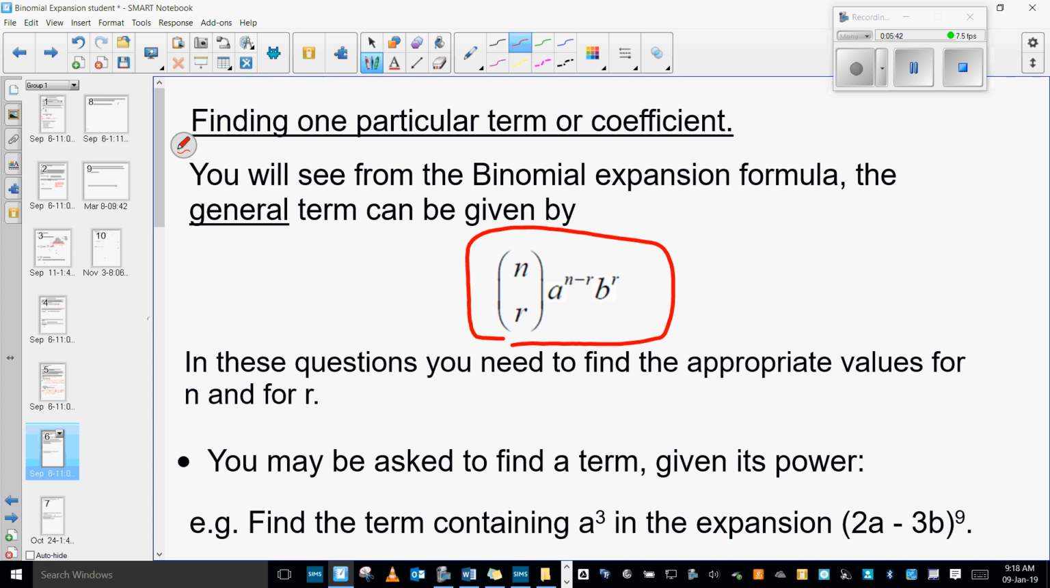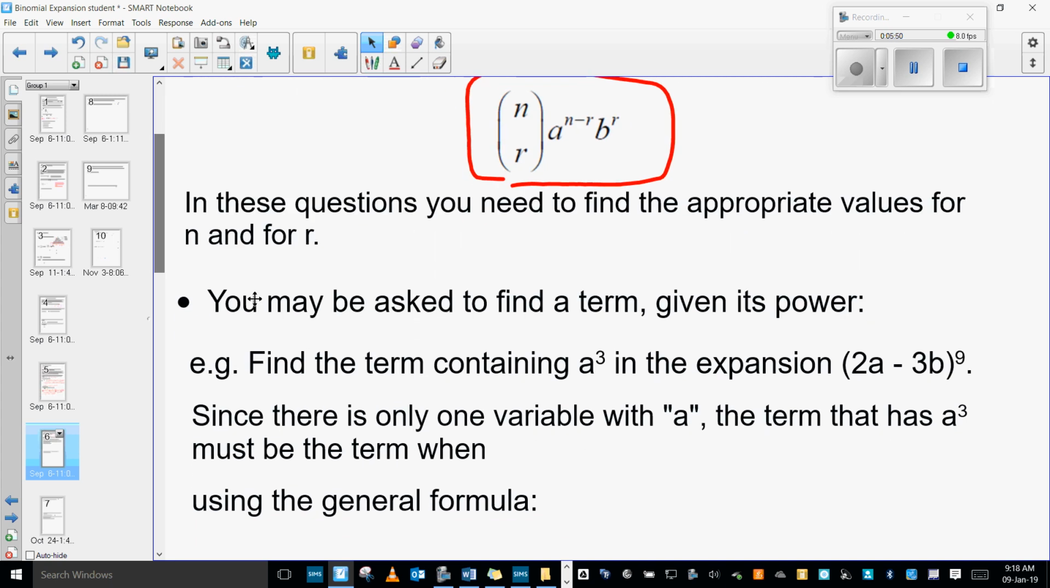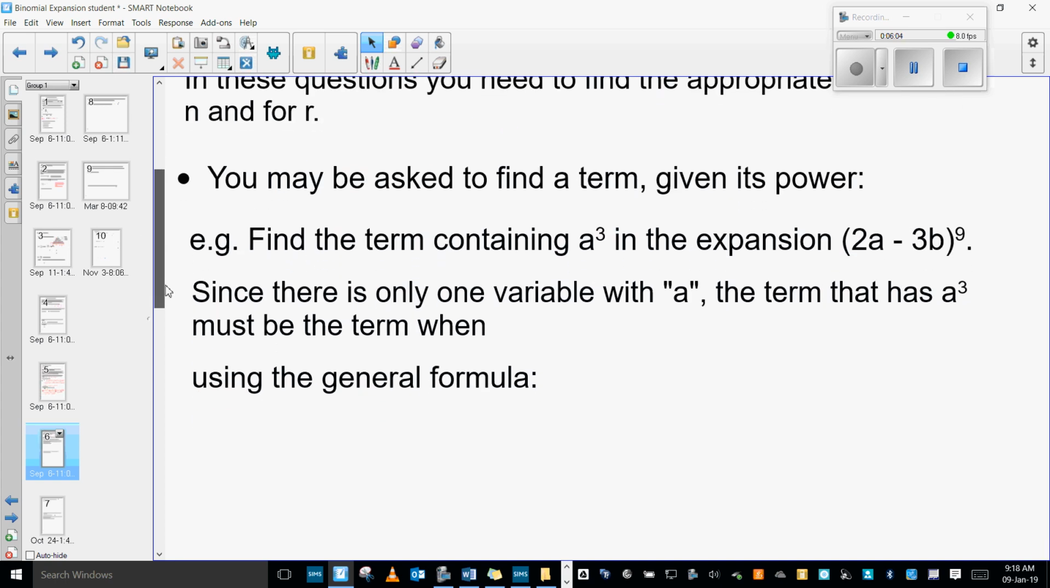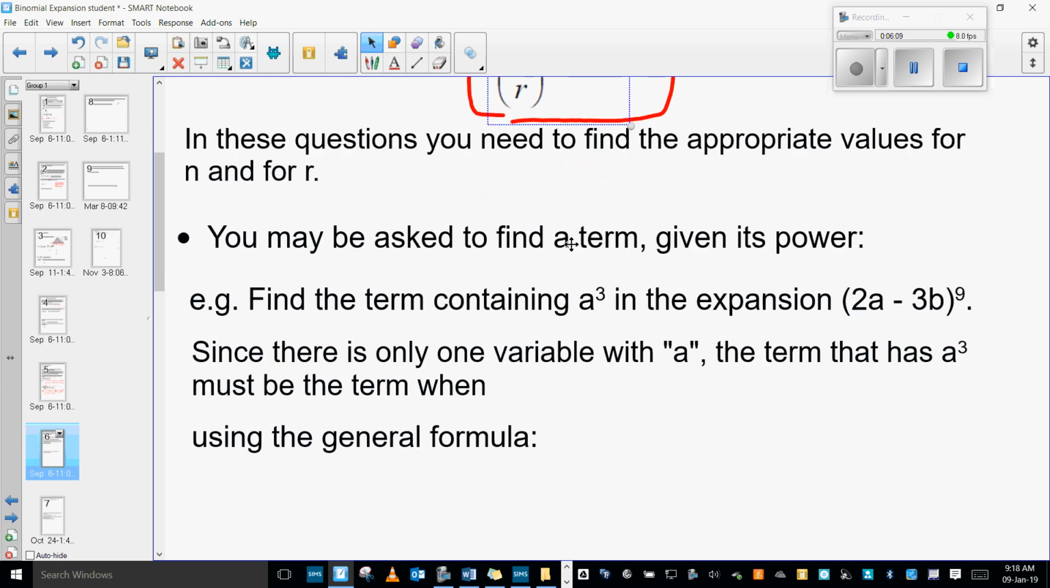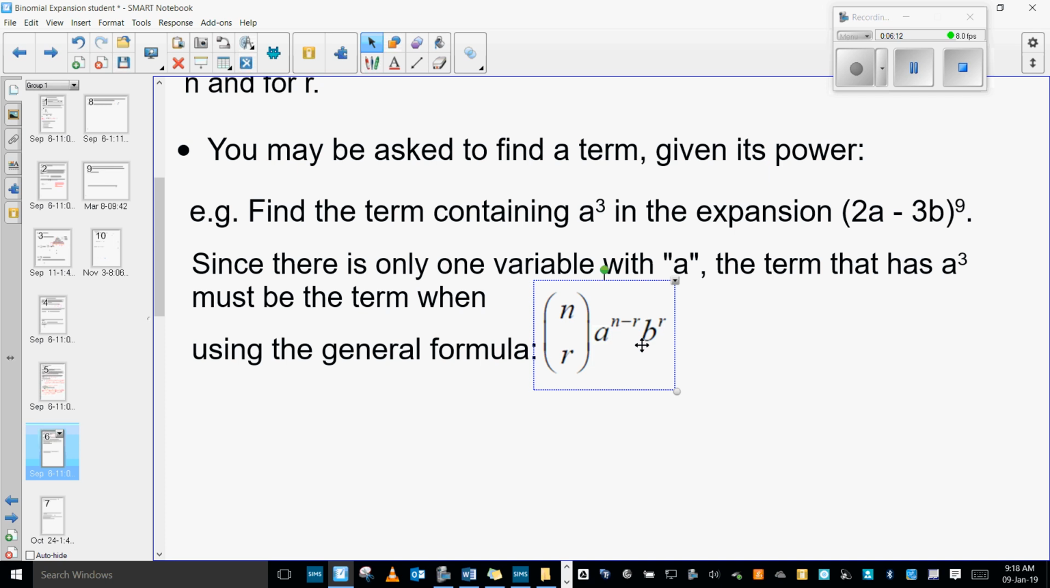So, let's look at an example. So you may be able to find a term given its power. So, find a term containing a cubed in the expansion of (2a - 3b) to the power 9. So they only want something that's got an a cubed. Okay? So what we do is we use our general formula. I'm going to copy this that way. Keep pasting it. Okay? So we're going to use this general formula.